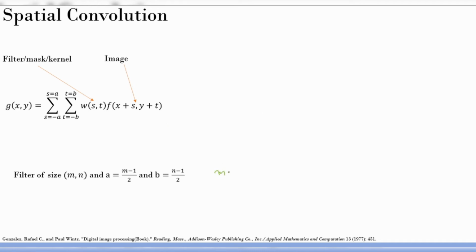That means m equals 3, n equals 3, and in that case A is equal to (3 minus 1) by 2, which is 1, and B is again (3 minus 1) by 2, which is equal to 1. So in that case, the expression becomes S going from minus 1 to 1 and T again going from minus 1 to 1. And let me put it the other way so that it's easier to explain.